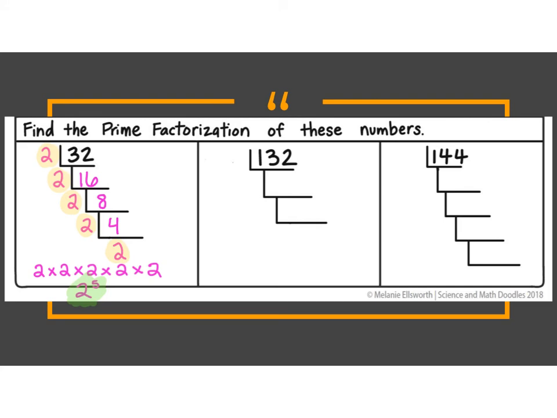Let's look at 132. 132 is even, so we know we can divide it by 2. When we divide it by 2, it equals 66. 66 is also an even number, so it can be divided by 2. When we divide by 2, it equals 33. 33 can be divided by 3, and when divided, it equals 11. We're left with only prime numbers, so we can circle them and write our answer in expanded form.